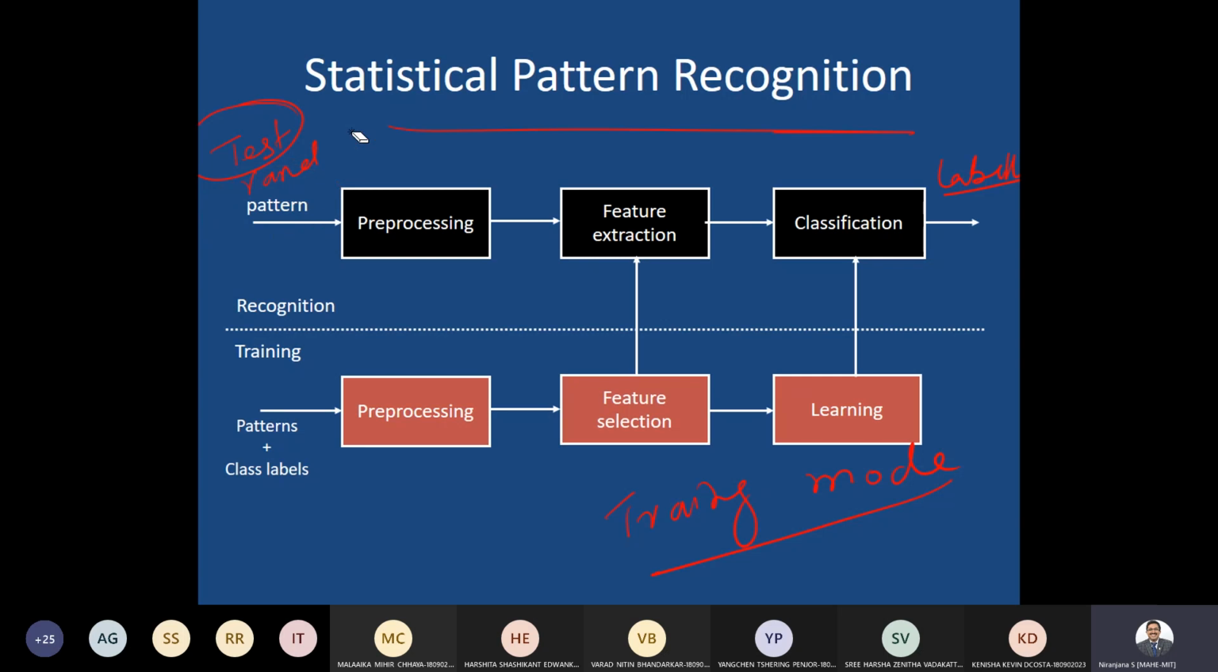So there are two modes here. A pattern recognition system will have two modes. The first mode is this, training mode.